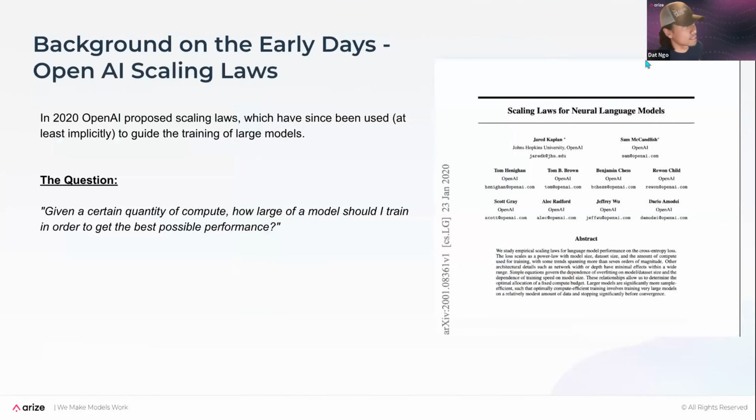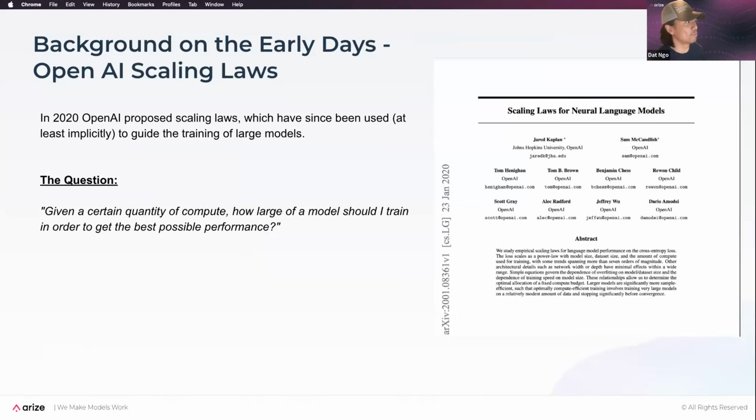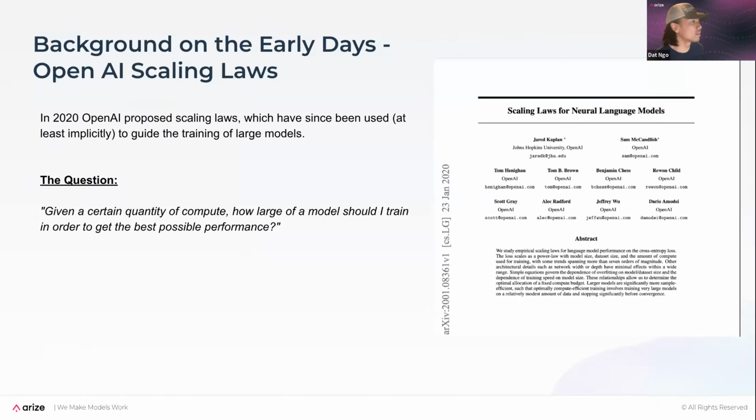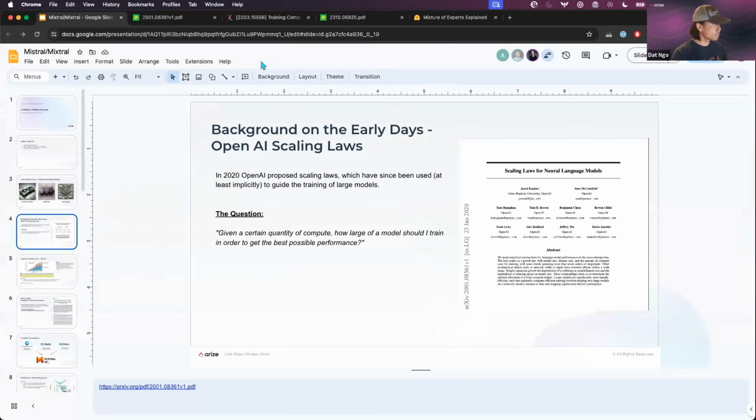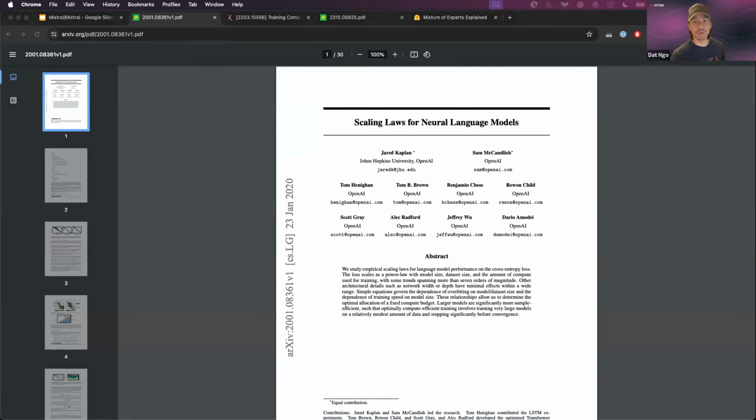And so let's travel back in time a little bit, to the good old days in 2020 when OpenAI released this paper, Scaling Laws for Neural Language Models. The TLDR on this paper is that OpenAI essentially wanted to answer a question. The question was, given a certain quantity of compute, how large of a model should I train in order to get the best performance possible? And what should the data associated with that look like? So essentially, how do I create the most performant model based off of a specific compute constraint?